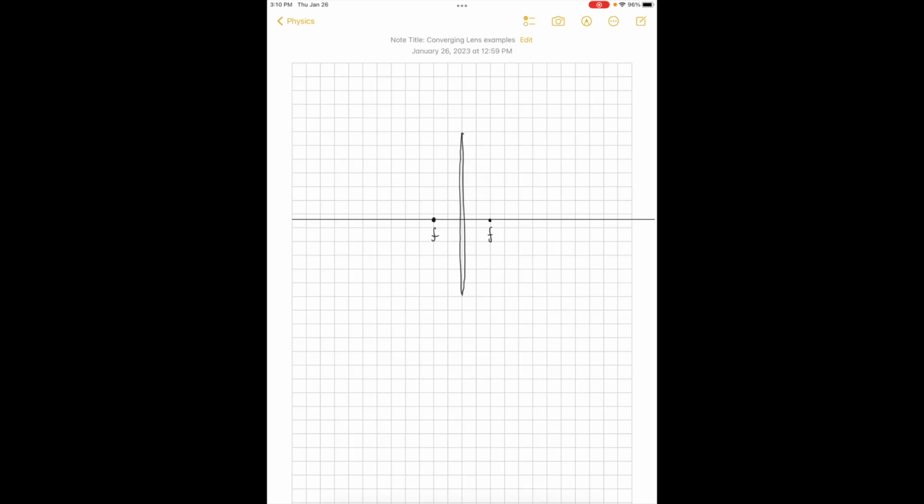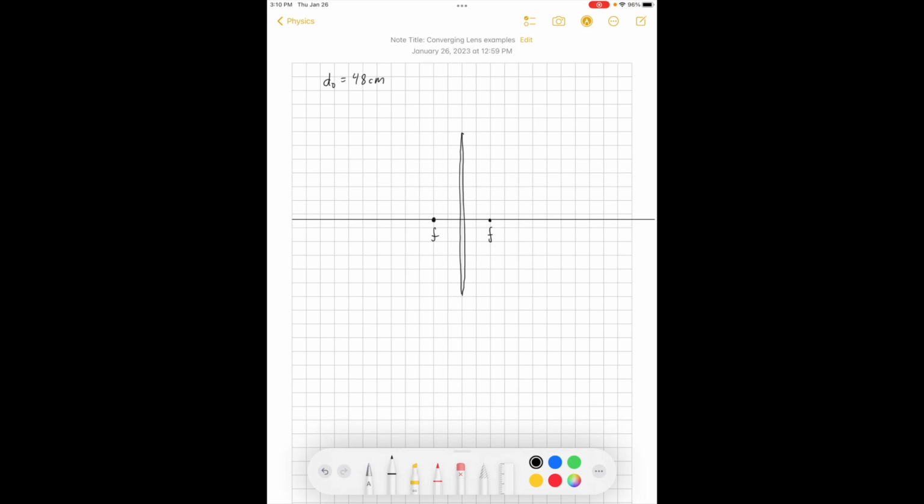In this example, I'm going to discuss what happens with a converging lens, and let's start off with some of the numbers. There's going to be an object which is placed at a distance of 48 centimeters from the lens, and so I'll write object distance is 48 centimeters.